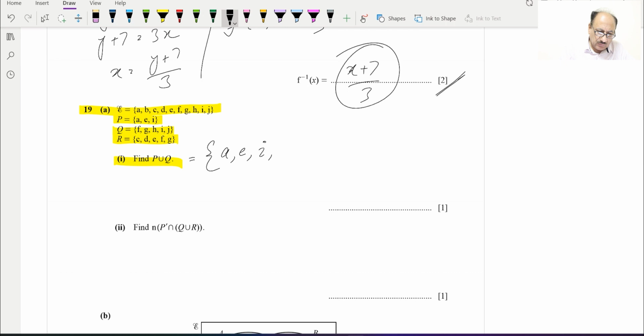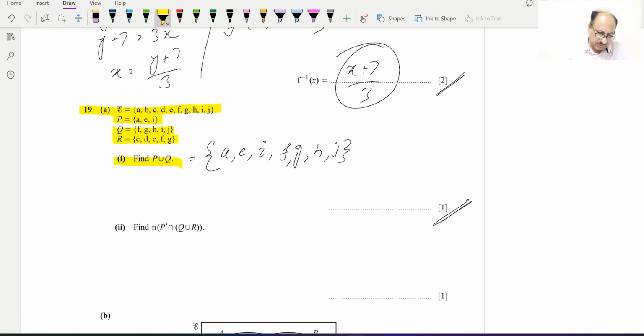So next will be F, G, H, and I is already there, so J we can write, and these will be the members, and this one is our answer, and this is for 1 mark.